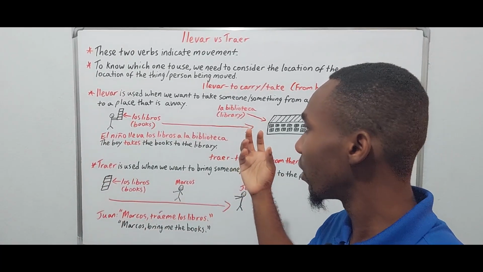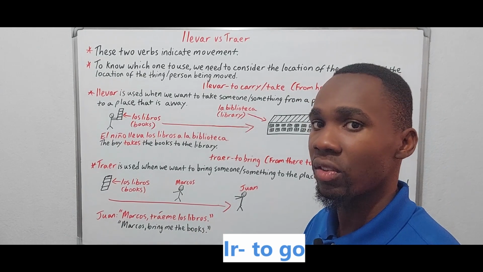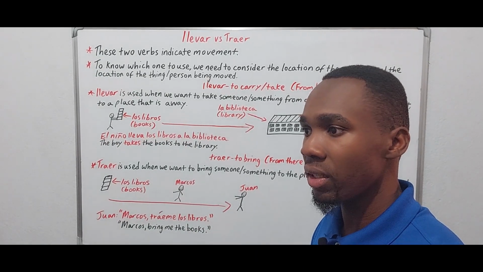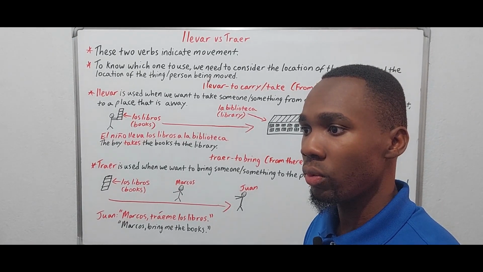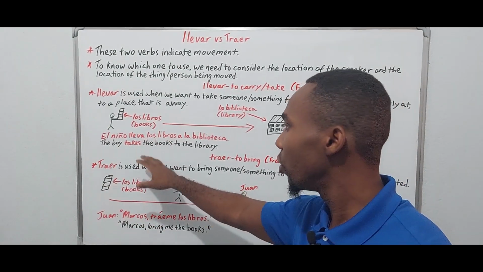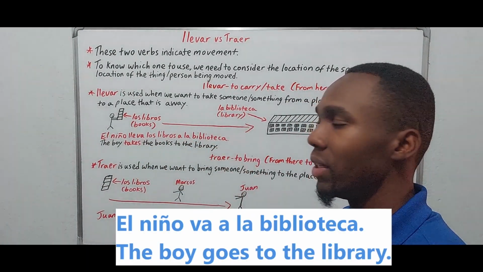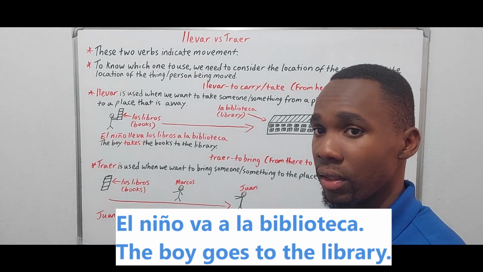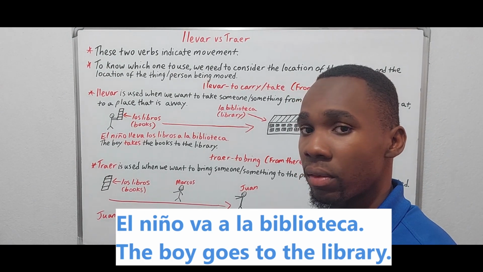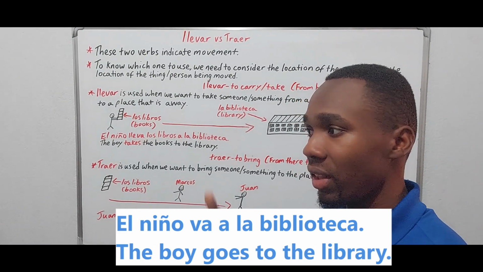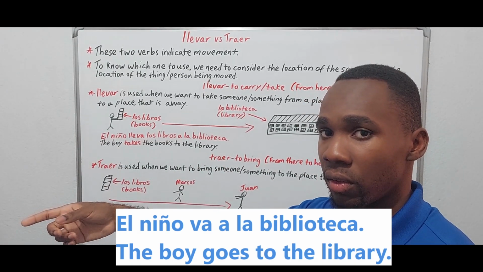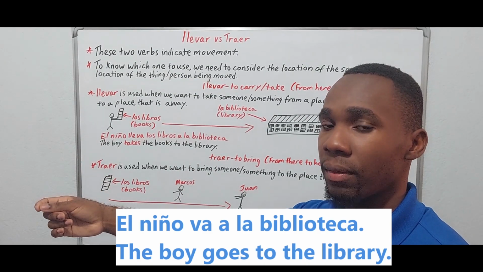So you can think of llevar as the verb ir, which is to go. We use ir when we want to express movement to another place, but we're not at that place. So if I say el niño va a la biblioteca, that means the boy goes to the library. Wherever he's starting from, he's not there. Right? He's not there at the moment. But that is his goal, to get to the library. So, el niño va a la biblioteca.